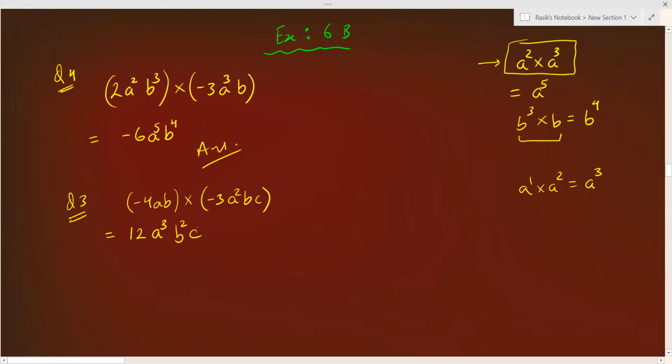Daksh, tum to keh rahe the mujhe multiplication bahut acche se aata hai. It is very easy, you are saying.